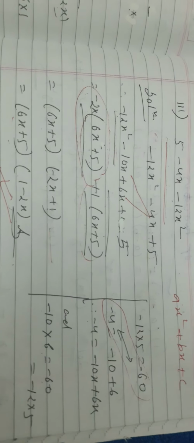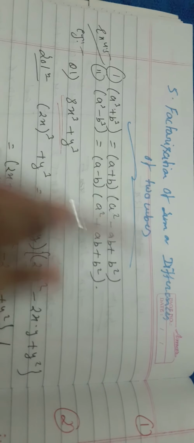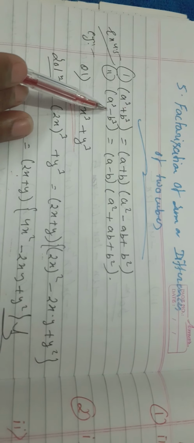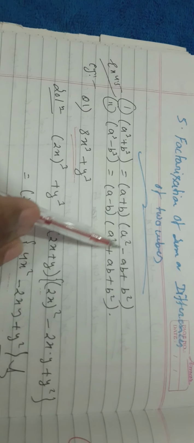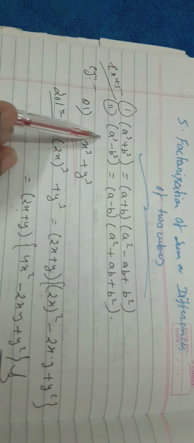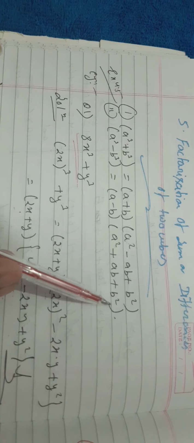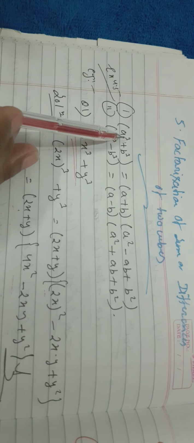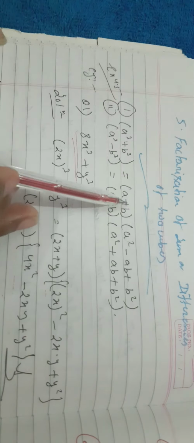Okay. Now our last method, factorization of sum or difference of two cubes. These are completely based on two formulas of expansions: a cube plus b cube is equal to a plus b into a square minus ab plus b square, or a cube minus b cube is equal to a minus b into a square plus ab plus b square. In both situations, whatever is given as an expression, you set that expression in this form and directly write these two factors.